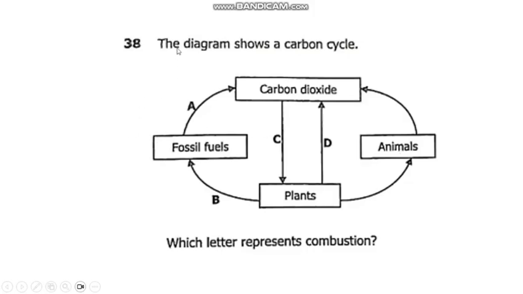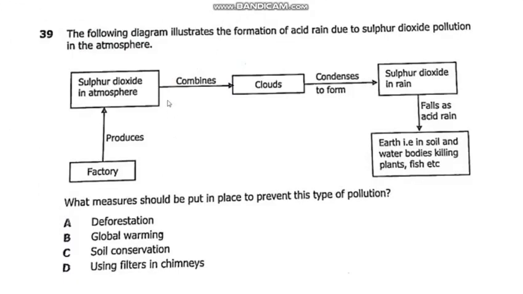The question reads, the diagram shows a carbon cycle. So we have carbon dioxide here, we also have animals, plants, and fossil fuels. So which letter represents combustion? Okay, so here we are looking for the letter that represents combustion. So our concentration will be on the fossil fuels. Once these fossil fuels are burnt, they are going to produce this carbon dioxide, which is right here. So this letter, it's letter A. That is our answer. So we now move on to question 39.